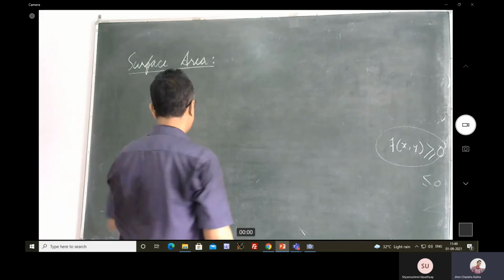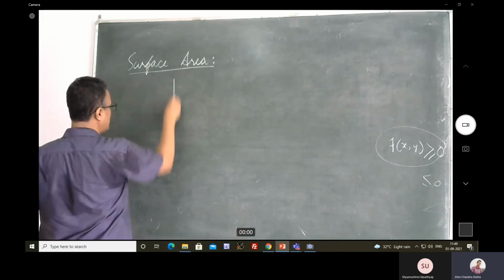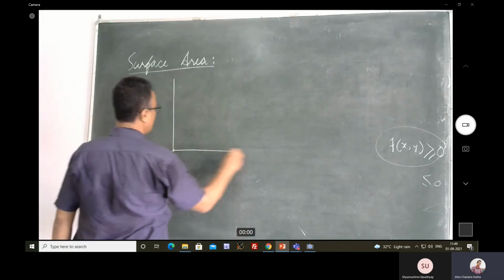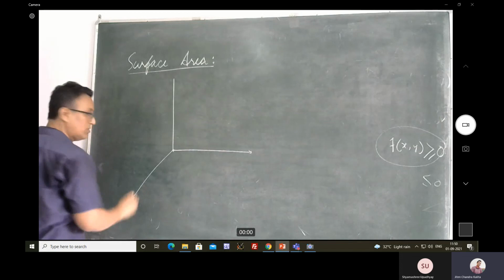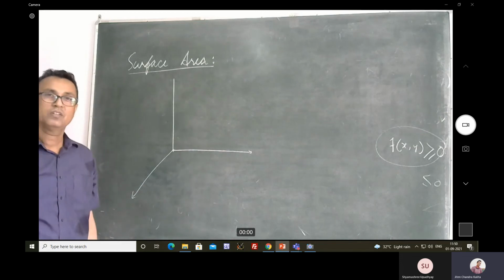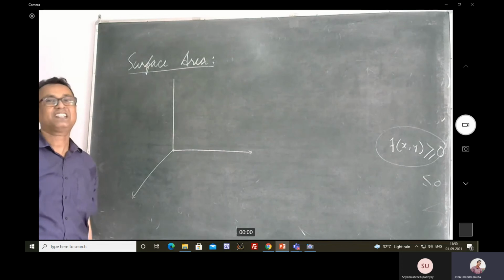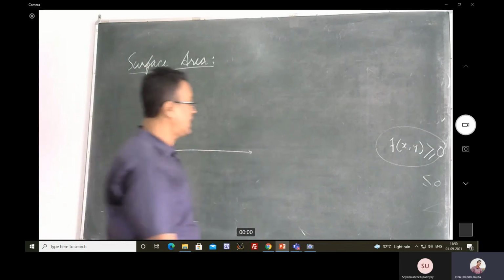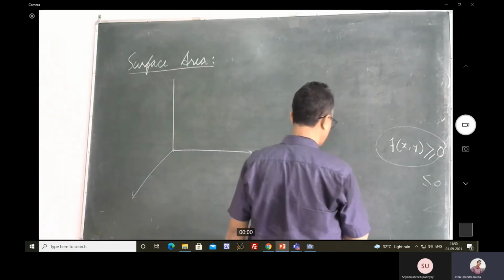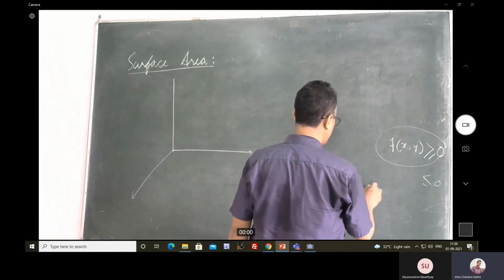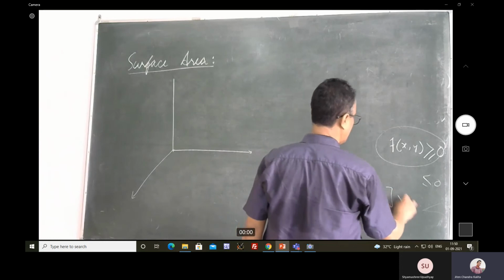Okay. So here, firstly, I'm going to talk about the surface area of the graph of a function where the domain of definition is a rectangle. So basically, the domain is given by R equal to.